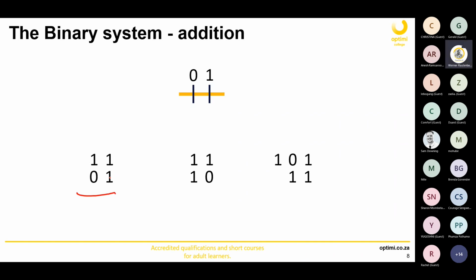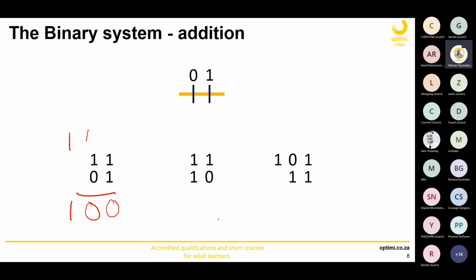1 plus 1 is 2, but 2 does not exist in our number system. So what we already know, 1 plus 1 is 1, 0. So 1 plus 1, put the 0, carry the 1. Then we have 1 plus 1 is 0, carry the 1. 1 plus 0 is 1. So 1, 1 plus 0, 1 is 1, 0, 0. Not 11 plus 1 is 100.